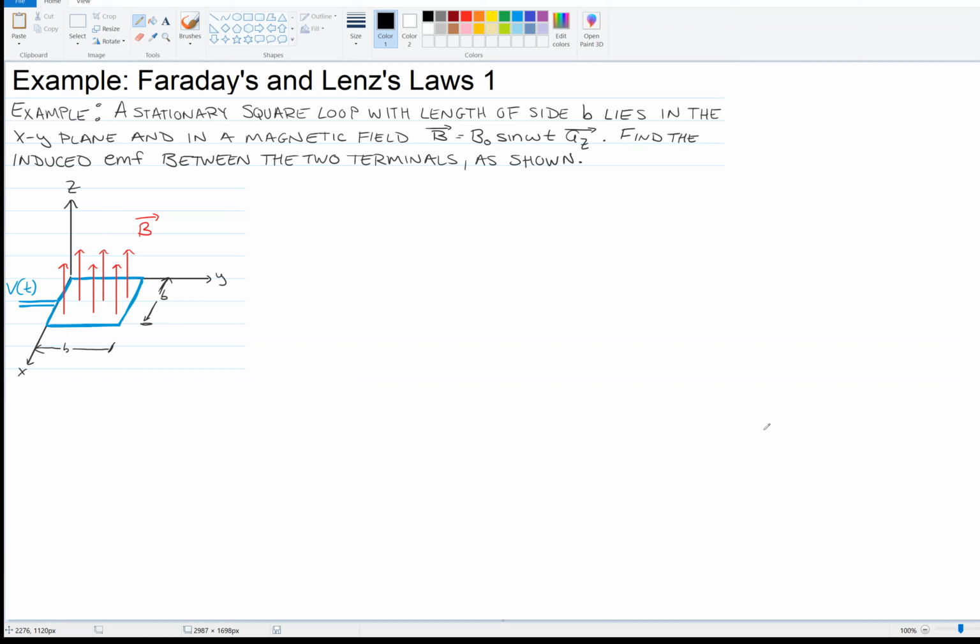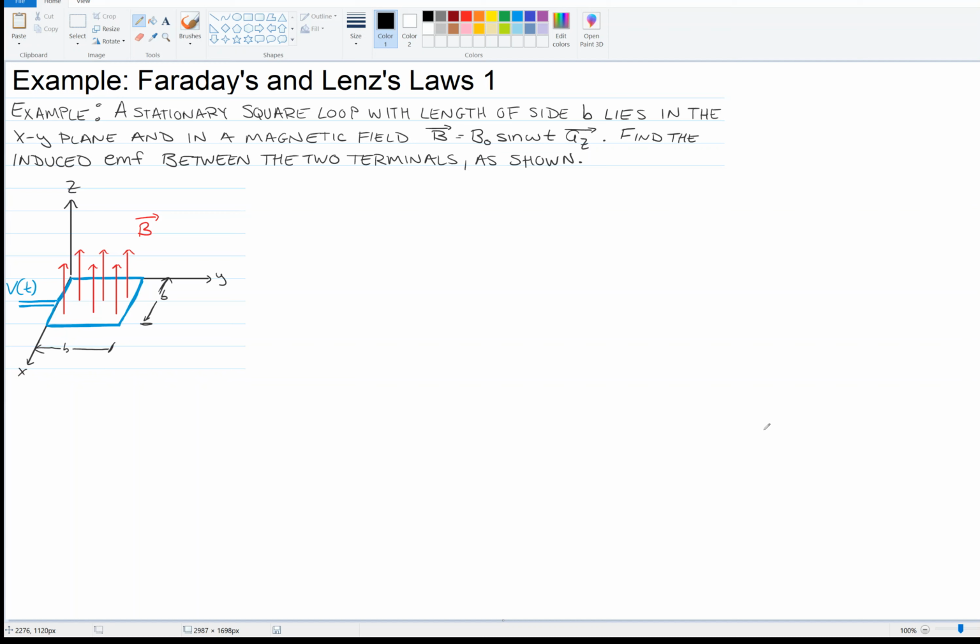Alright, this example is on Faraday's and Lenz's laws. This one's more Faraday than Lenz, but regardless. We have a stationary square loop with length of side b, which is lying in the xy plane as shown, and in a magnetic field that is changing with time. It's sinusoidal, B0 sine omega t in the z direction. Find the induced EMF, electromotive force, between the two terminals as shown.